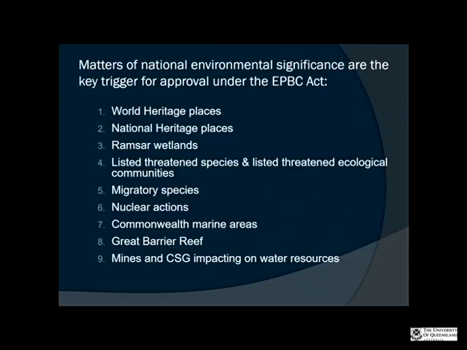Okay, so the important slides. What are matters of national environmental significance? Okay, this is the list of things that are defined under the Act. So World Heritage Places, National Heritage Places, Ramsar wetlands, listed threatened species and listed threatened ecological communities. That includes things like endangered species, migratory species, nuclear actions, Commonwealth marine areas, Great Barrier Reef, and a new one, which is mines and coal seam gas impacting on water resources, which we talked about when we did the coal seam gas lecture.